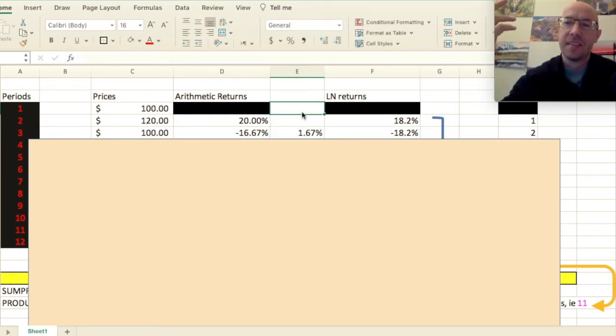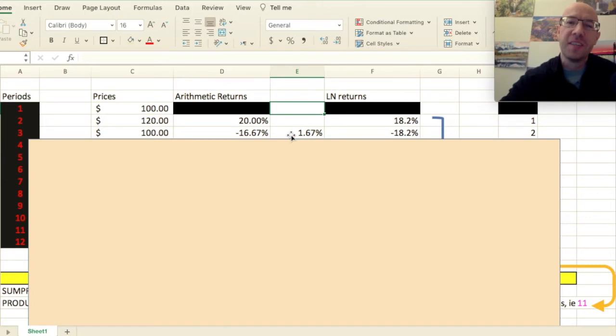No, I didn't. I started at 100 bucks, I went to 120 bucks, and I'm right back to where I started. I did not gain 1.67% on average. That's what we did: we took the average, we divided by 2. Simple, fourth or fifth grade math.